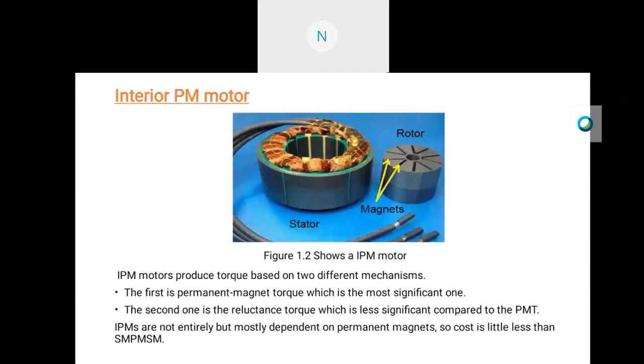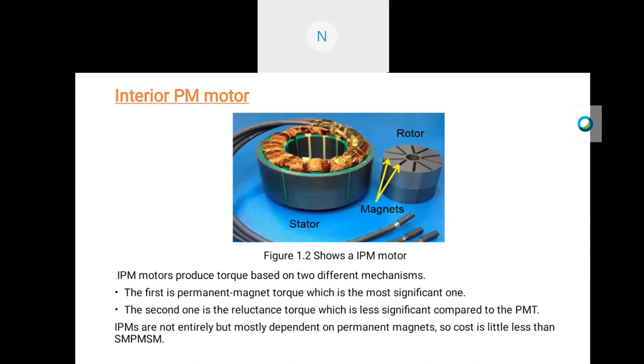In the interior permanent magnet motor, they use a technique. They place the magnet in the interior of the rotor so that it provides some saliency effect. Saliency is something like Ld by Lq, the inductance in the D axis divided by the inductance in the Q axis. So here two types of torque are applied. One is the permanent magnet torque, which is the most significant one. It is a very big one.